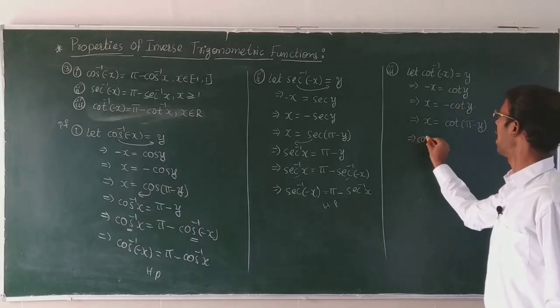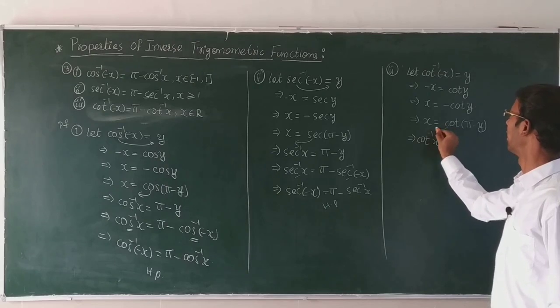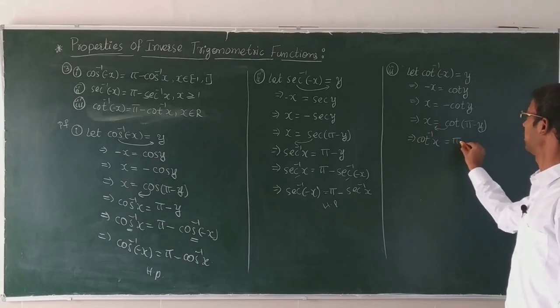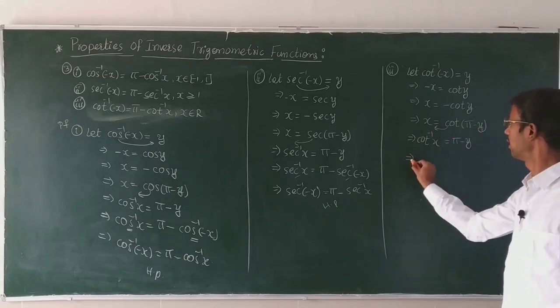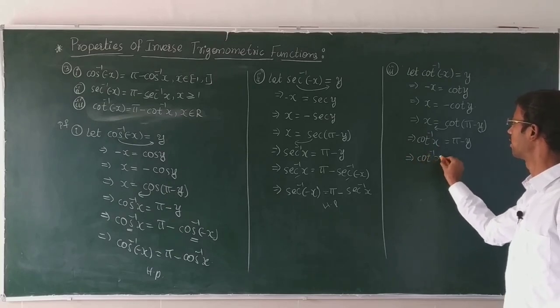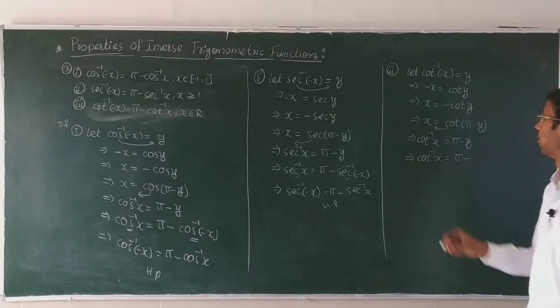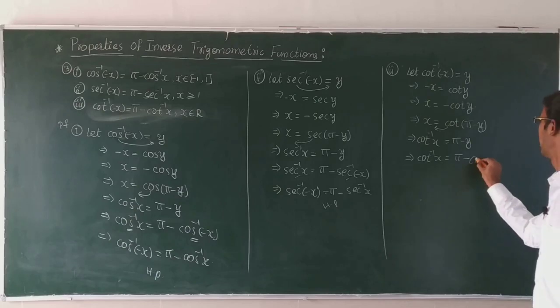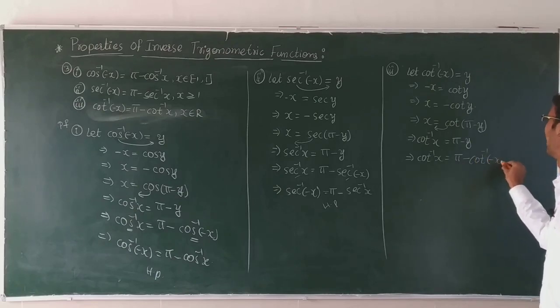Now, cot inverse of x, sending to this side, is pi minus y. What is the y value? Cot inverse of x is equal to pi minus cot inverse of minus x.